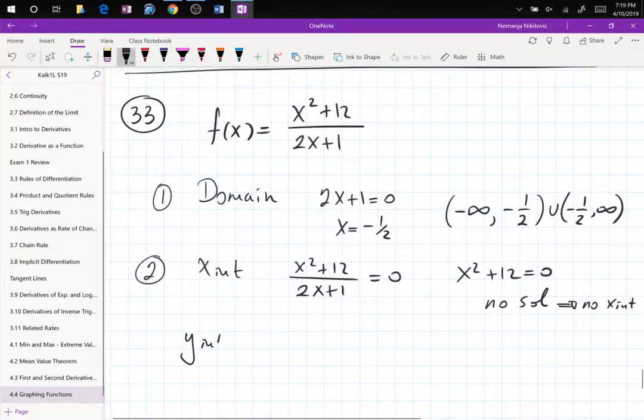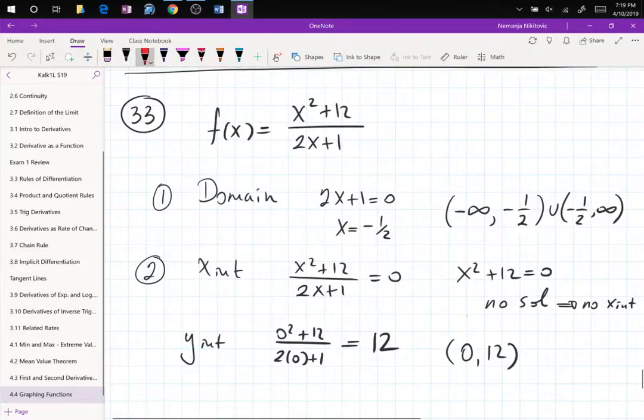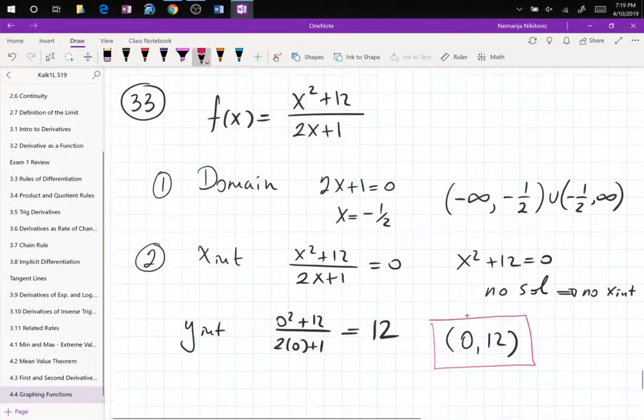Now the y-intercept: you set x equal to 0, so that's 0 squared plus 12 divided by 2 times 0 plus 1. The whole thing is 12. So we do have a y-intercept at (0, 12). That's a piece of information that we are going to graph.